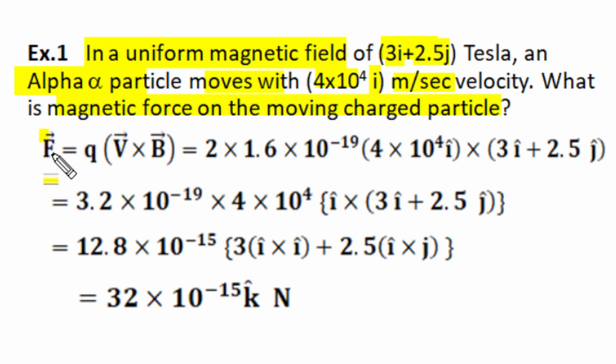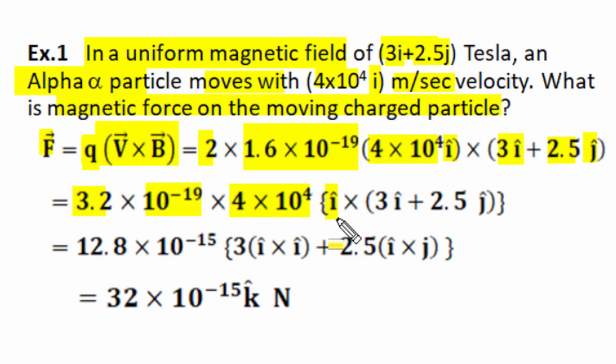Now we know the force on a moving charge is given by q times the cross product of velocity vector and magnetic field flux density vector. In place of q, the particle charge, alpha has 2 electronic charge, and electronic charge is 1.6 into 10 power minus 19 coulomb. Now the velocity is 4 into 10 power 4 meter per second in i cap direction, and the magnetic field is 3 in i cap direction and 2.5 Tesla in j cap direction. For the product, 2 multiplied by 1.6 becomes 3.2. Now this 4 into 10 power 4 is also brought into multiplication with this 10 power minus 19, and this i will be in cross product with the magnetic field vector 3 i cap plus 2.5 j cap.